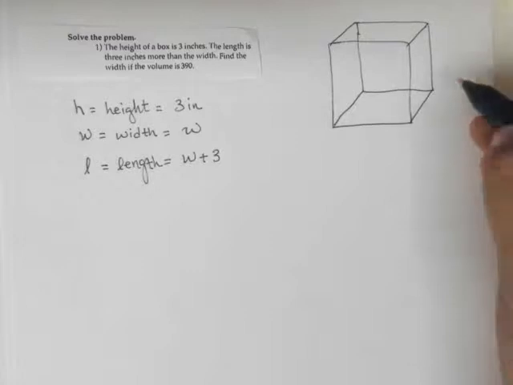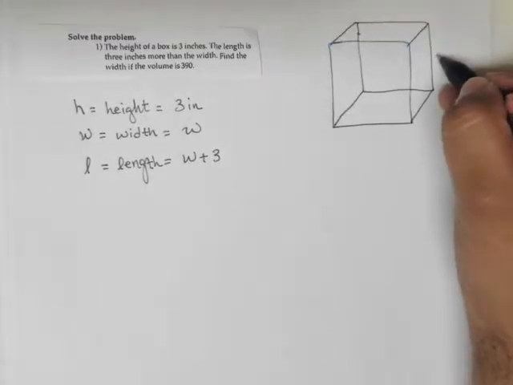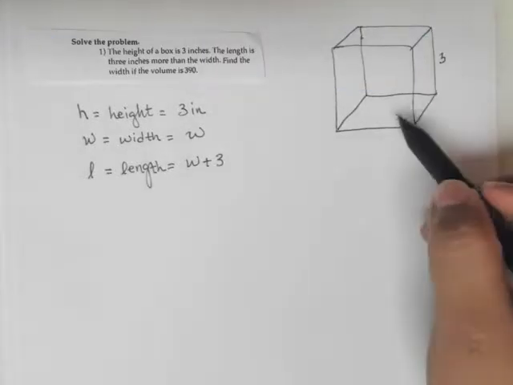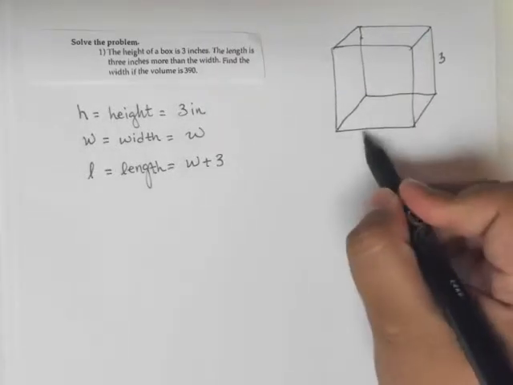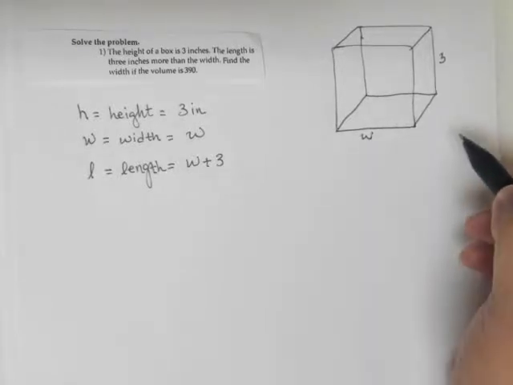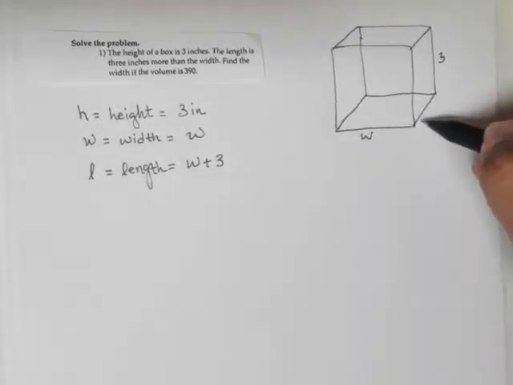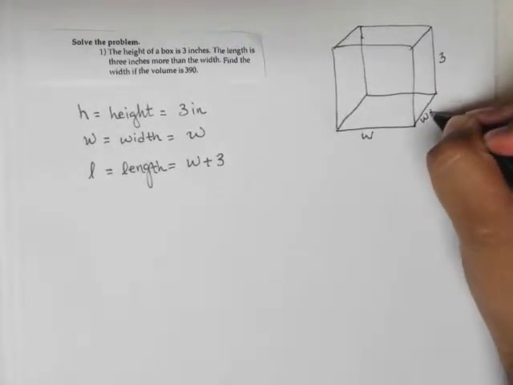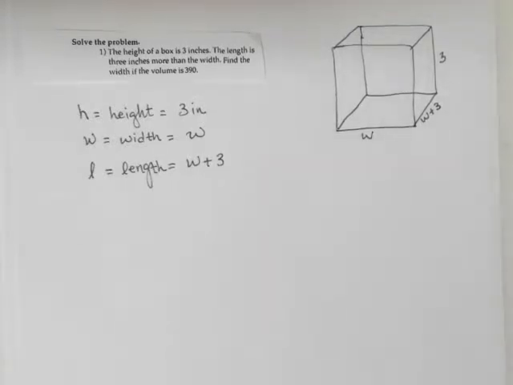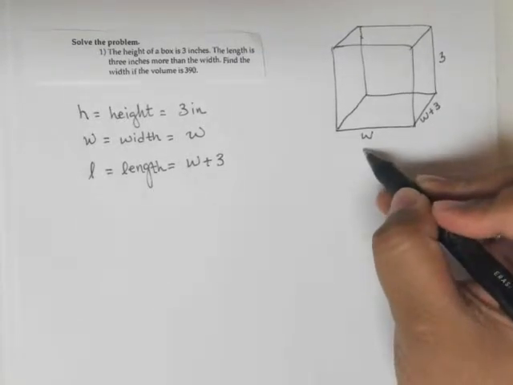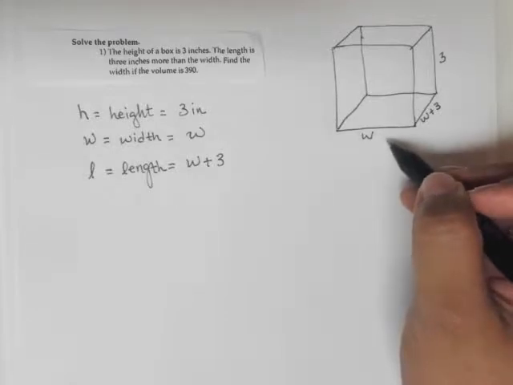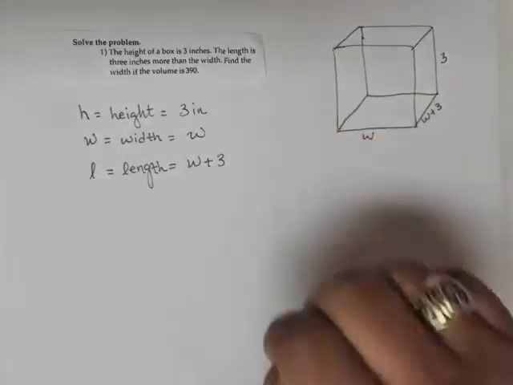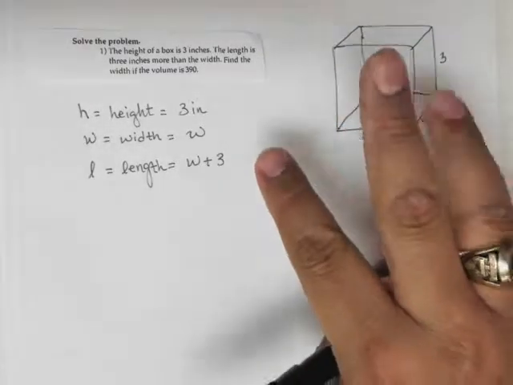All right, let's call this right here going up the height, and we're going to label it with a 3. We're going to call this right here in the front the width, and label it w. And then this right here running along the side, let's call this the length, and we're going to say it's w plus 3. So what do we know about volume? Well, of a rectangular prism, or even a cube, it's the length times the width times the height.